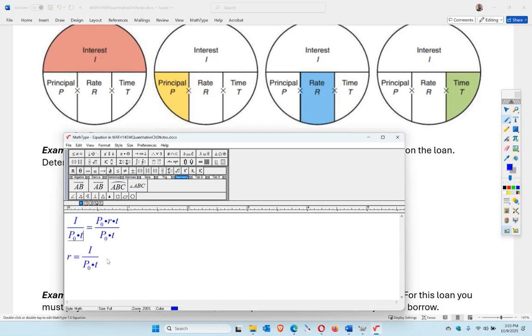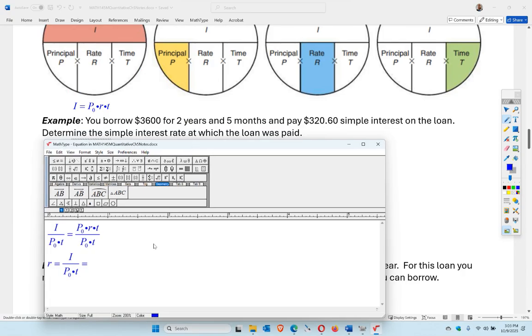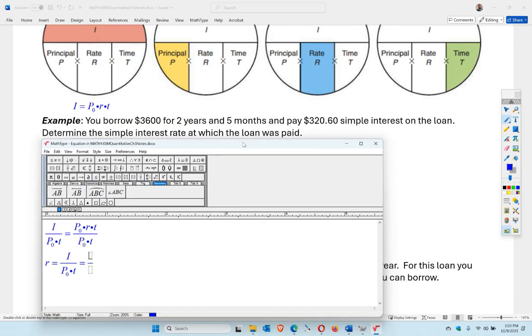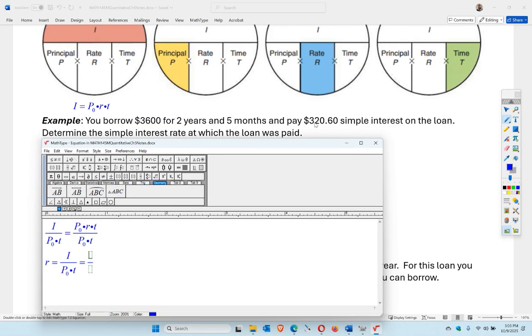Okay, so equals. Let's scroll down here. So the ratio. The interest is $320 and 60 cents. Sorry, I said that wrong. The original principal is $3,600.